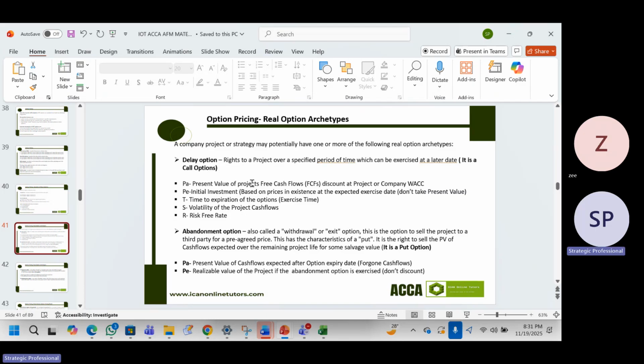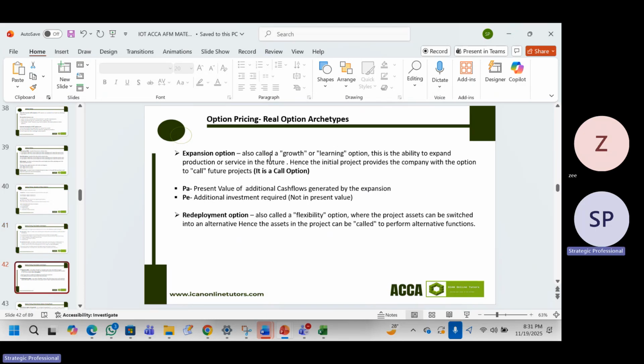Okay. So we have the third one, expansion. Under expansion, the option is called a growth or learning option. So this is the ability to expand production or service in the future, right? Hence the initial project provides the company with the option to call future projects in the future. So expansion is that, oh, I've done this project, I want to expand, right? So you see it in the question, maybe the question is tilting towards, oh, they want to expand. You already know that is an expansion option that you should use here, right?